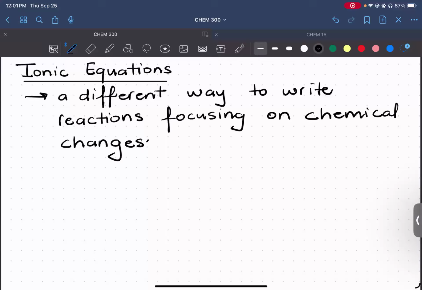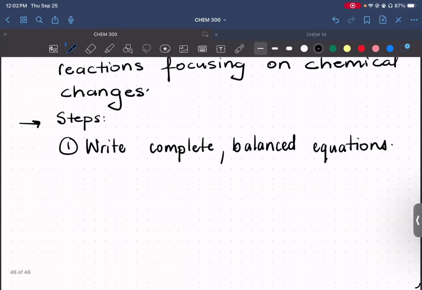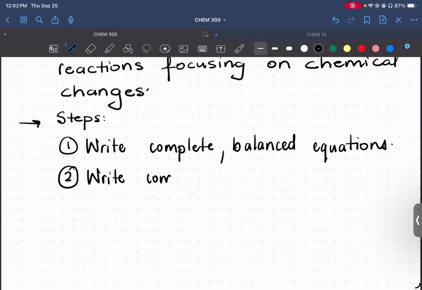There are steps required of us for ionic equations. The steps are again to be followed in order. They are as follows. Number one, first, you will write the complete balanced equation. And when I say complete, I mean products and state symbols. Upon writing the complete balanced equation, you will then write the complete ionic equation.